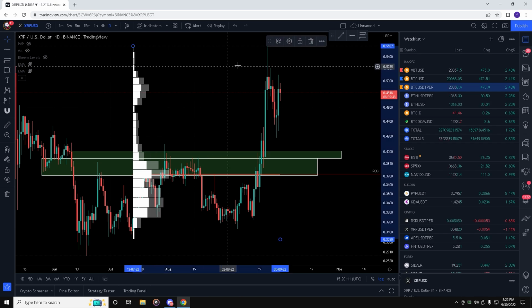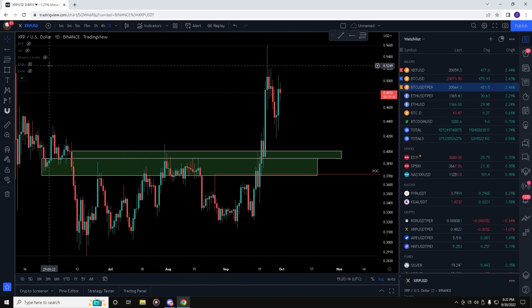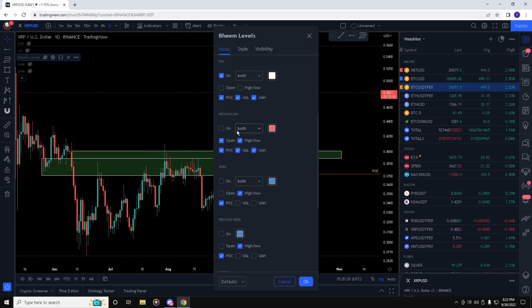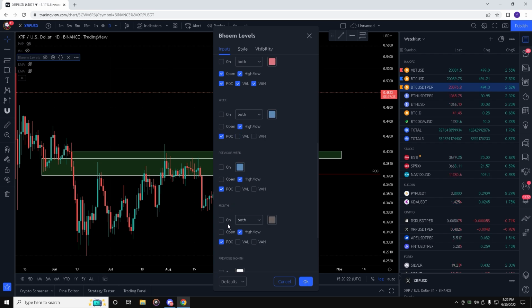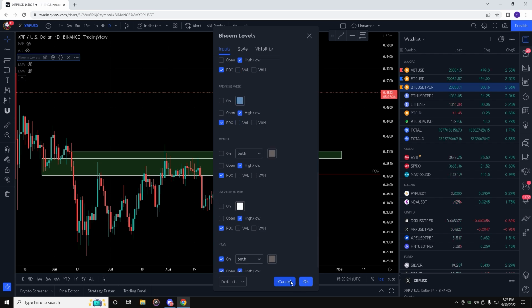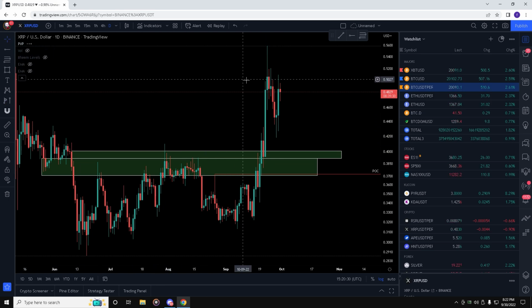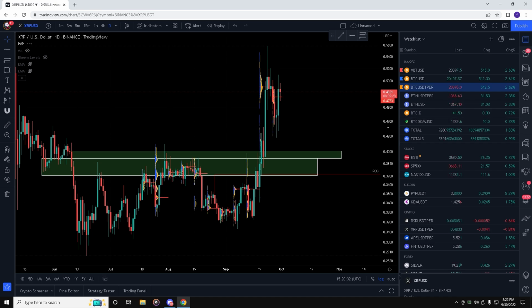Then you can delete this, and then comes the help of the indicator I have, beam levels. You can go in here and you can turn on your previous day, week, previous week, monthly, previous month POCs to automatically draw them for you instead of using this manual tool. Or you can use the PVP indicator. This is on the paid version, that would also give you your POCs.